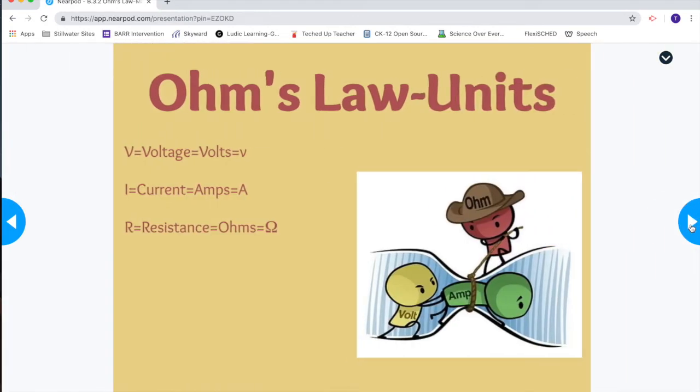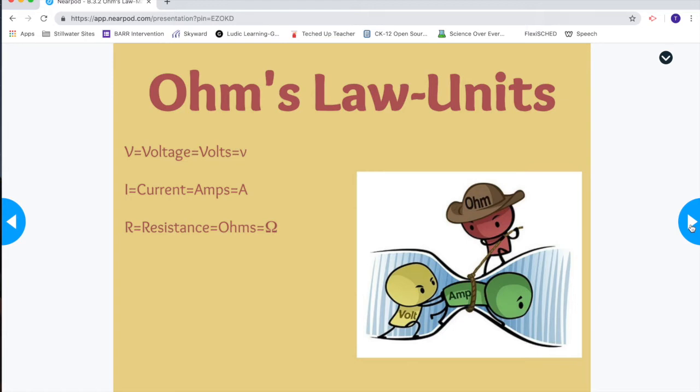All right, in Ohm's Law, we have three things that we are working with: voltage, current, and resistance. Now, voltage is measured in volts, which we use the unit V. Current is I. We measure that in amps using A. And resistance is R. We measure that in ohms using omega.